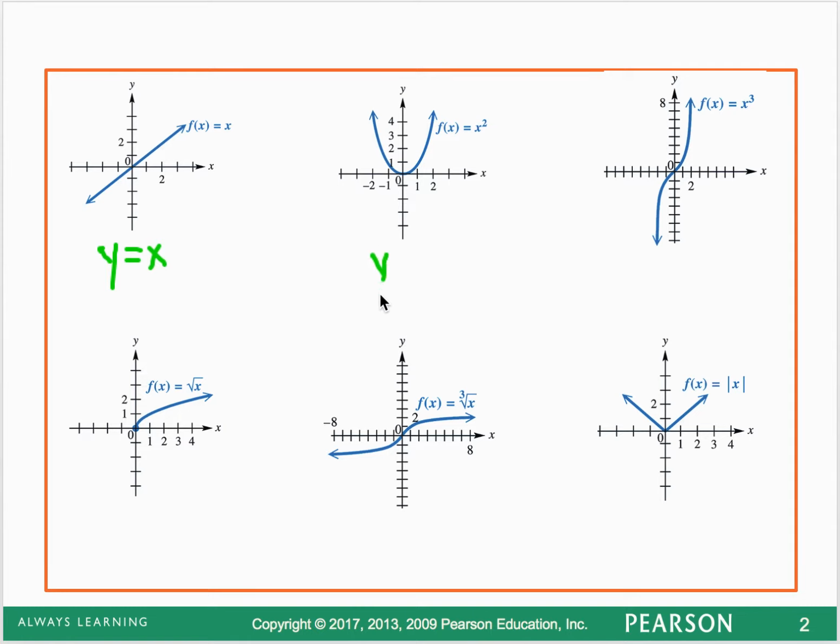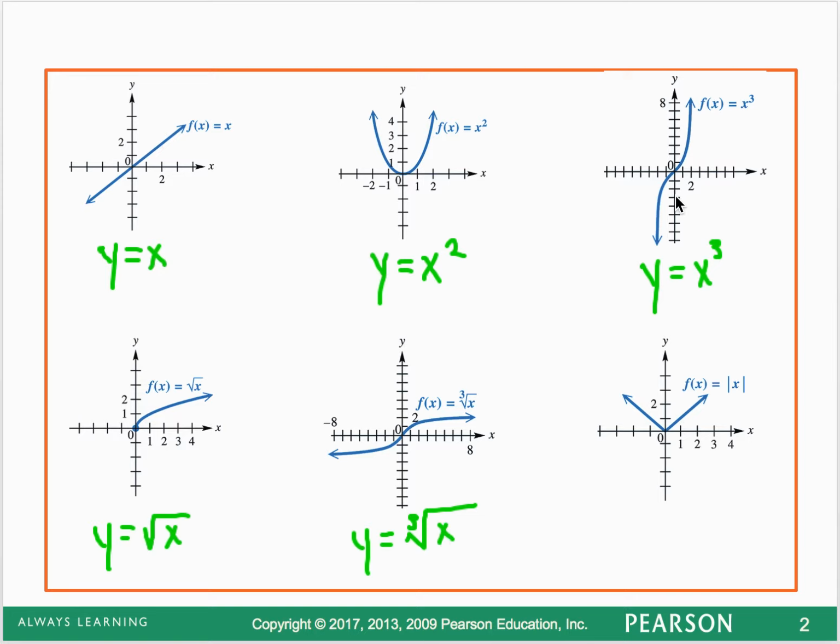This is the graph of y equals x squared. So this is what quadratic functions look like. For the basic function, notice its range now is 0 to infinity. This is a cubic graph, y equals x cubed. This is a radical graph, y equals square root of x. This is a cube root, y equals the cube root of x.